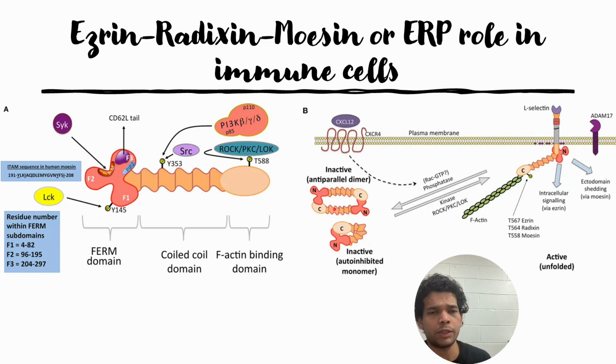In the natural form it is usually in an inactive anti-parallel dimer, where we can see that the N-terminus binds to the C-terminus of another ERM, and this is how they form the inactive anti-parallel dimer. Once it is phosphorylated, it is converted into the active form, and once it is in the active form, it can interact with L-selectin. That can be seen here, that it helps in L-selectin intercellular signalings.